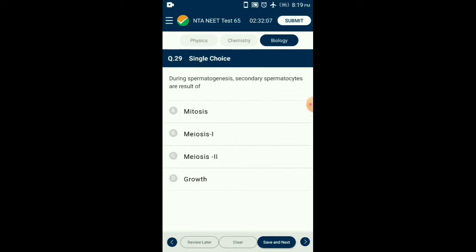Question number 29. During spermatogenesis, secondary spermatocytes are the result of having completed the first meiotic division. These cells give rise to daughter cells called secondary spermatocytes, which divide to complete meiosis to form round spermatids. The round spermatids do not divide but undergo a complex metamorphosis called spermiogenesis to become spermatozoa that are released into the lumen of the seminiferous tubule by the process called spermiation. So the answer is option B, meiosis 1.